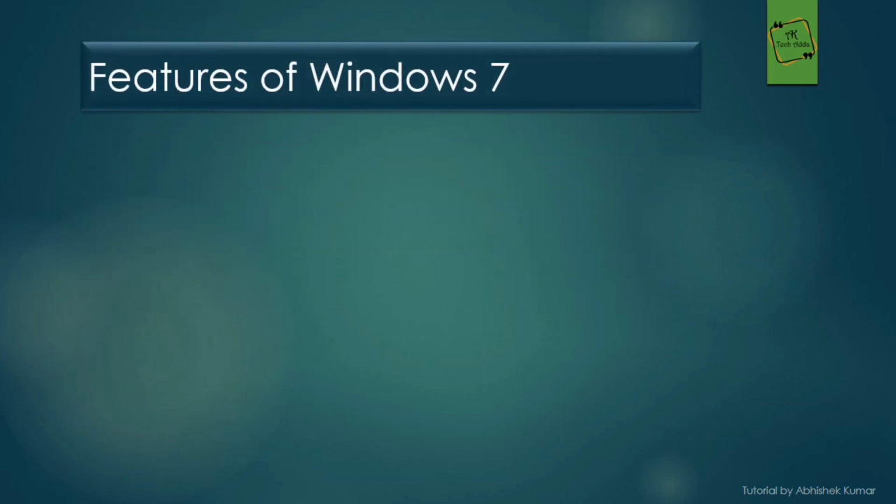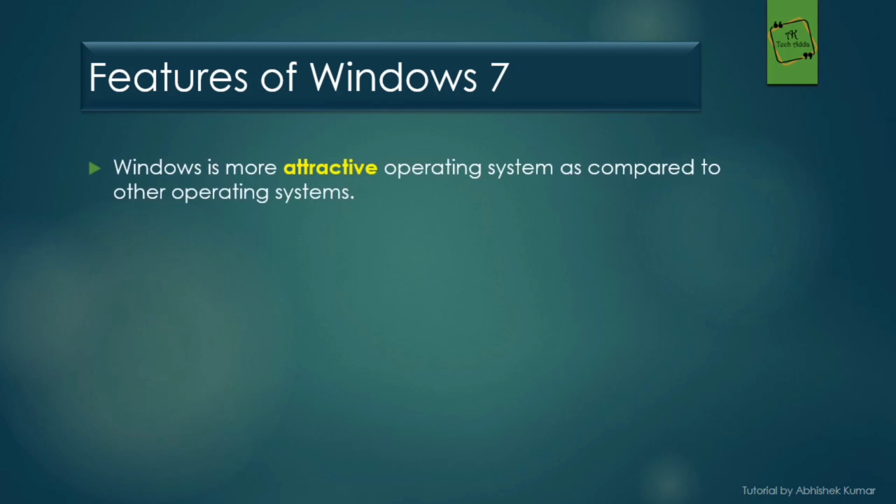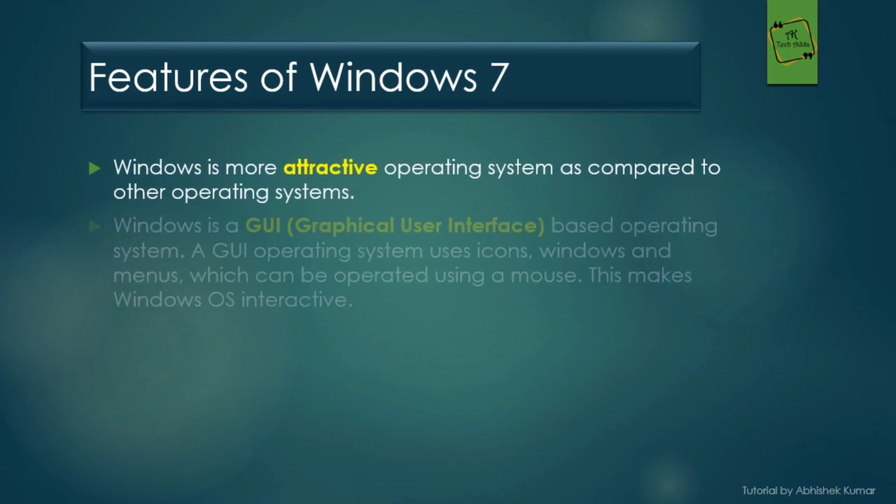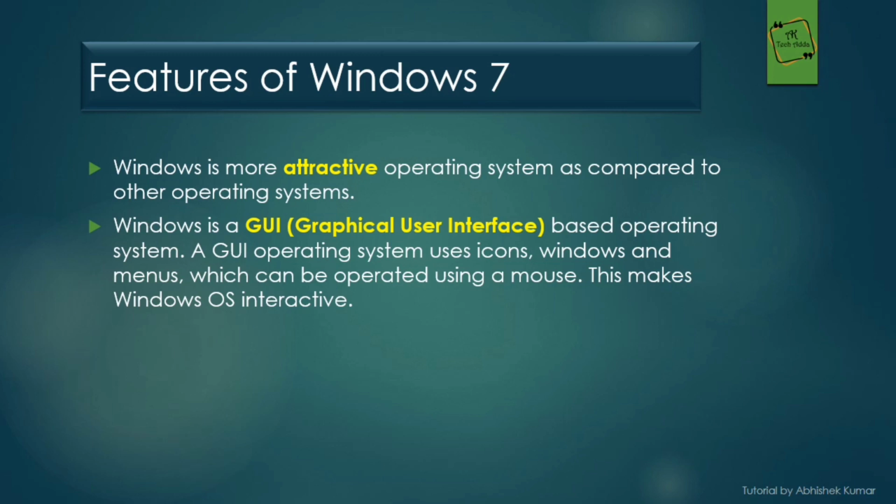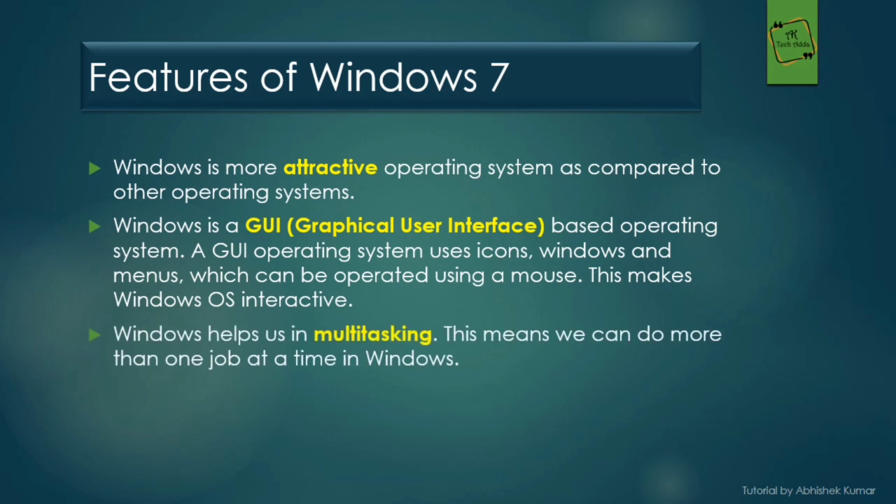So let's know about some special features of Windows 7. First, it is more attractive than other operating systems. It is a GUI based operating system. That means it uses icons, windows and menus which can be operated using a mouse. Third best feature of Windows 7 is that it supports multitasking. It means you can do multiple tasks at the same time. Like, you can copy a file while listening to music and at the same time you can type your documents and do other works also.